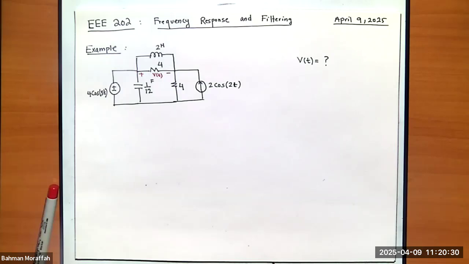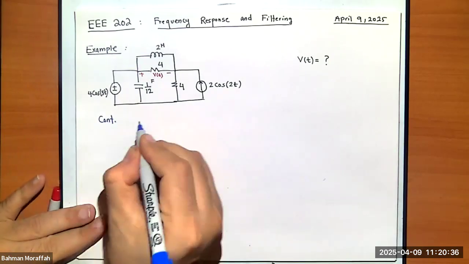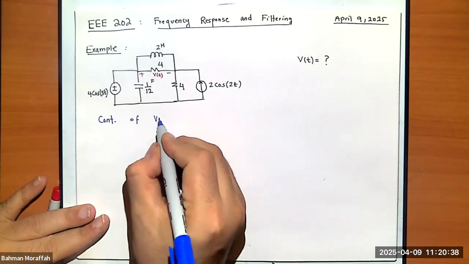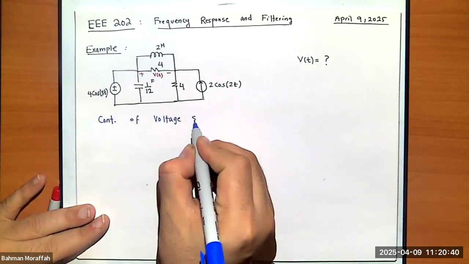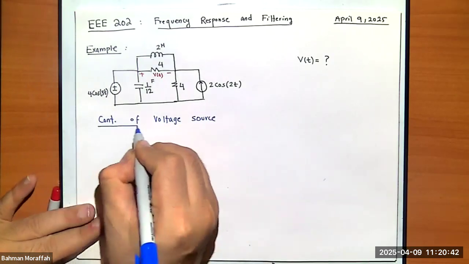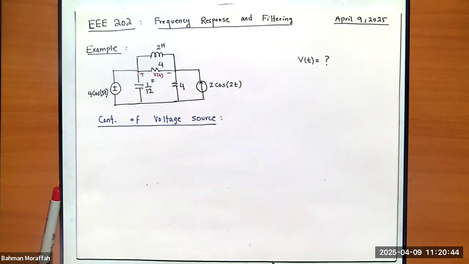So let's see how it works. Let's find the contribution of the voltage source. How do we find the contribution of the voltage source? We keep the voltage source. We zero out the current source. Basically, zero out all the sources that we have besides that voltage source. In this case, it's just the current source.